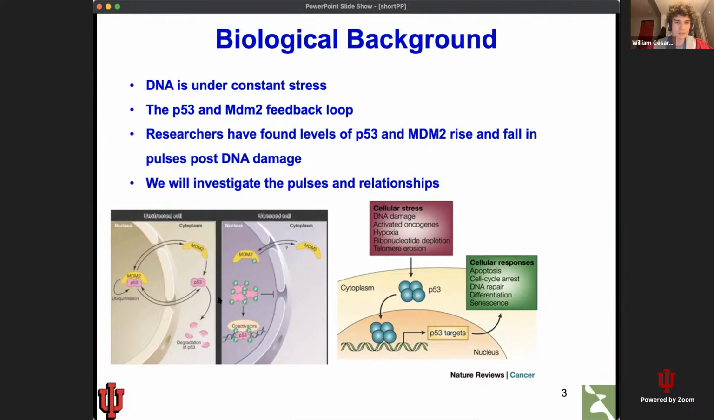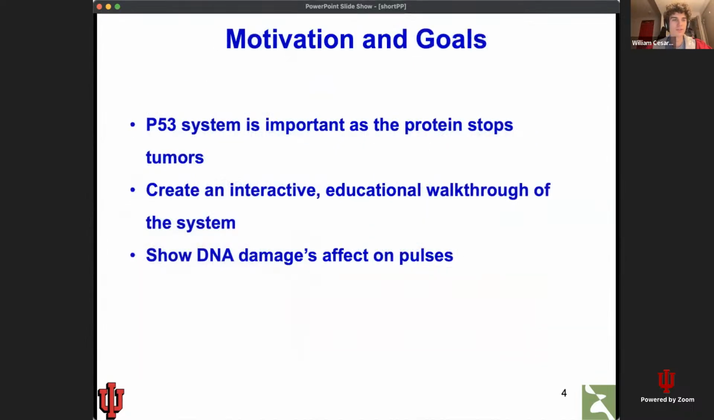And as you can see in the picture on the left, MDM2 and P53 will go inside the nucleus and into the cytoplasm, and vice versa. Researchers have found levels of P53 and MDM2 rise and fall in pulses, and I wanted to investigate these pulses, and that brings me to the motivation and goals. So the system of P53, MDM2, and DNA damage is important.